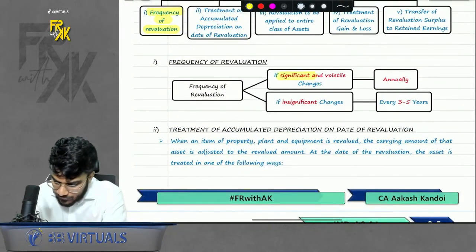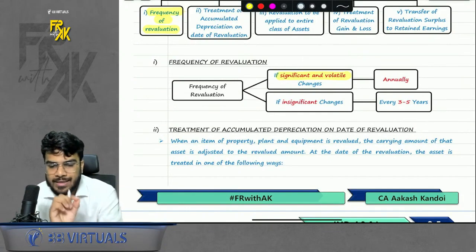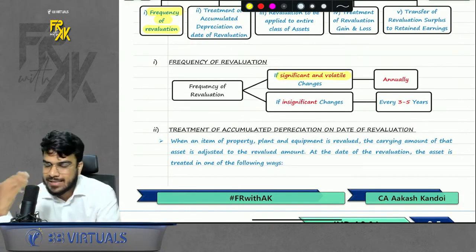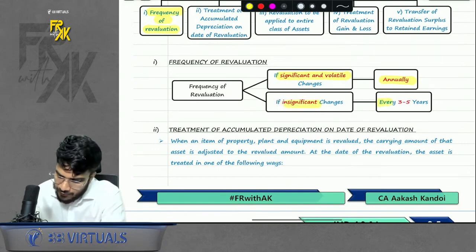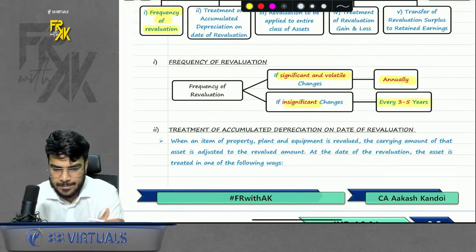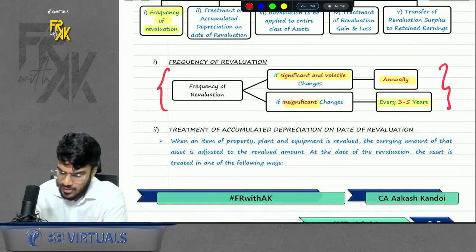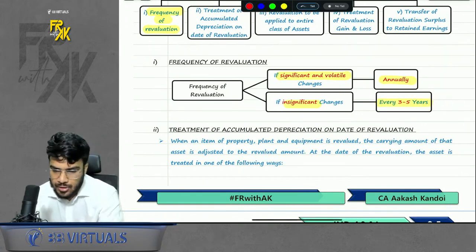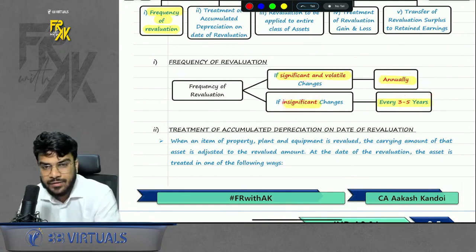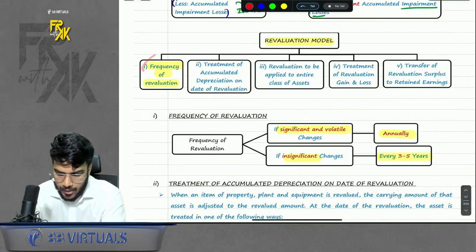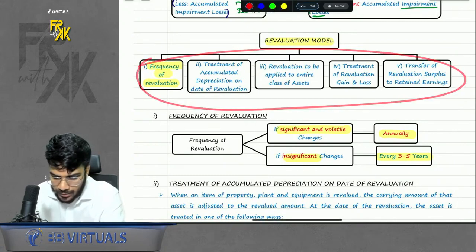The standard says, if the fair value of the asset has very significant and volatile changes, like your asset is such that the market value changes very frequently, you will have to find the fair value annually, at least once a year. But if the fair value has very insignificant changes, then it is fine even if you find the fair value once every 3 to 5 years. Not a very important point, but something helpful for companies in real life. So how frequently should the fair valuation be done? If the changes are very significant, then annually. If the changes are insignificant, then once in every 3 to 5 years. So this was a very simple point. These points are relevant only when you are following the revaluation model.